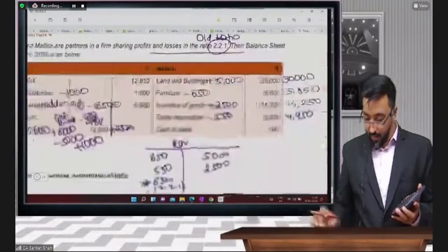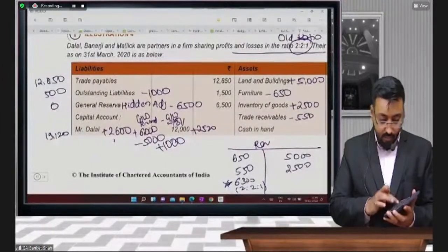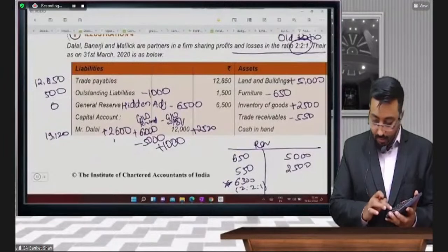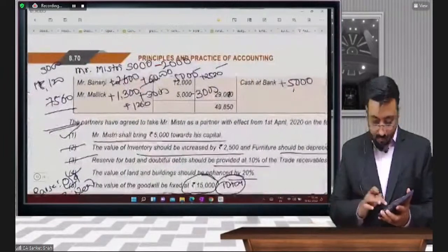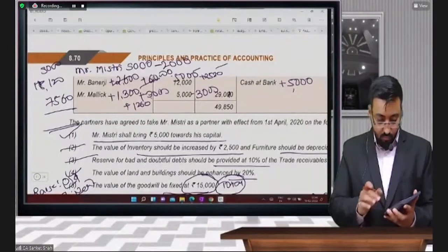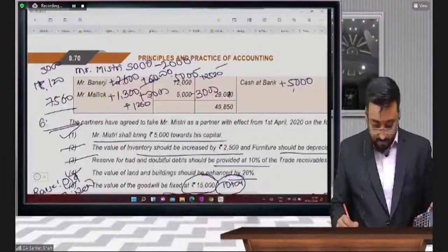Okay, now you can see your liability side: 12,850 plus 500 plus 19,120 plus 3,000 plus 18,120 plus 7,560. So I am getting 61,150.